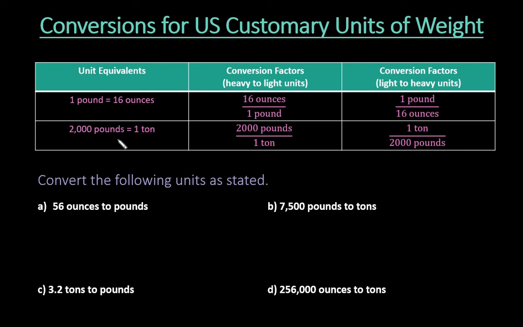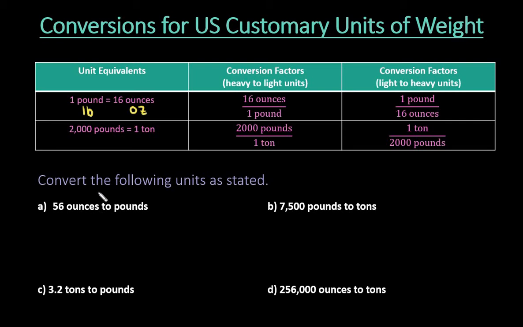Hi, in this video what I want to do is show you how to do conversions for the US customary units of weight. So let's first discuss those. The units of weight that we use in the US are pounds, ounces, and tons. The abbreviation for pound is LB, for ounces is OZ, and for ton we just write it out. There's not an abbreviation that I know of. There might be, but not that I know of.